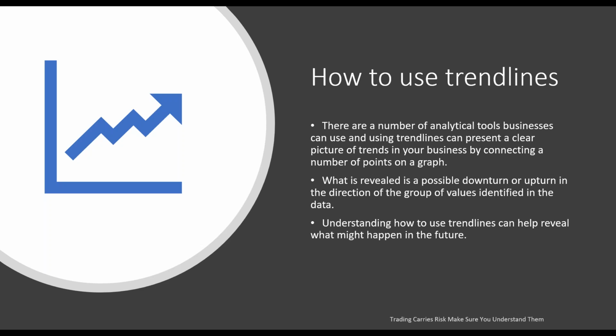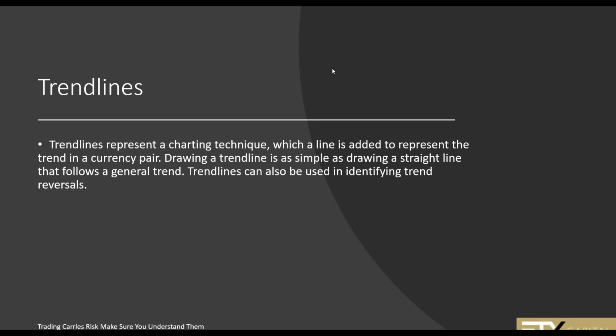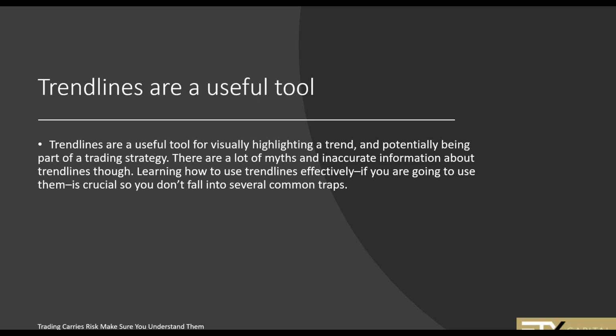So trend lines can present a clear picture of a trend in your business by connecting a number of points on a graph. What is revealed is a possible downtrend or uptrend in the direction of the group values identified in the data. Understanding how to use trend lines can help reveal what might happen in the future. Trend lines represent a charting technique, in which a line is added to represent the trend in an asset. Drawing trend lines is as simple as drawing a straight line that follows a general trend. Trend lines can be used to identify trend reversals. Trend lines are a useful tool for visually highlighting a trend and potentially being part of a trading strategy.